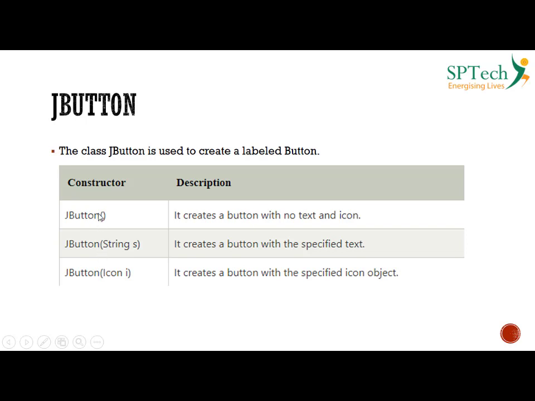So you have the JButton constructor, and JButton with string s. So this is one constructor which will take the string argument, and you can construct a button with an icon also. In that case you have to make use of JButton with icon i, that is, it creates a button with the specified icon object.